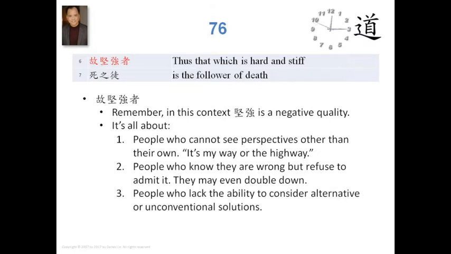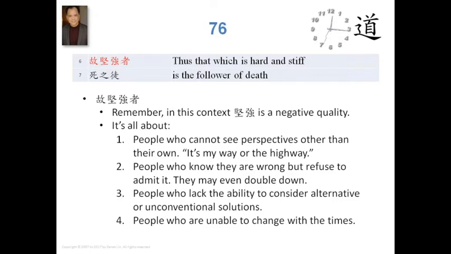Number three, people who lack the ability to consider alternatives or unconventional solutions. So this I see all the time. When people say, well, we have to do it this way because this is the way that we have always done it. And if I were to ask, yeah, but why? Why is it done this way? I don't know. It's just the way that it's always been done. So we have to stick to that same way. Yeah, but why? I don't know, but we have to do it that way. So that's another manifestation of 坚强. And again, it cuts off possibilities. It's aligned with death.